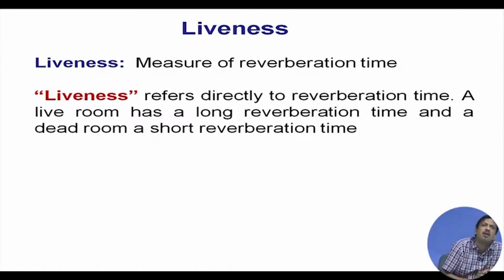Liveness is a measure of reverberation time. So, liveness refers directly to reverberation time. A live room has a long reverberation time and a dead room has a small reverberation time. So, in an anechoic chamber the liveness is dead, 0, meaning reverberation time is 0, because there is no reflection. Live rooms are those rooms where the reverberation time is much larger. Okay. So, that is called liveness.